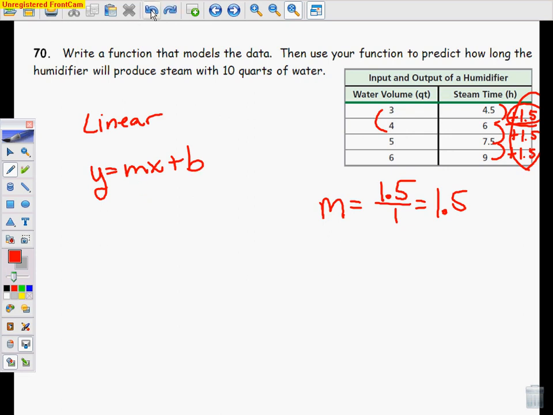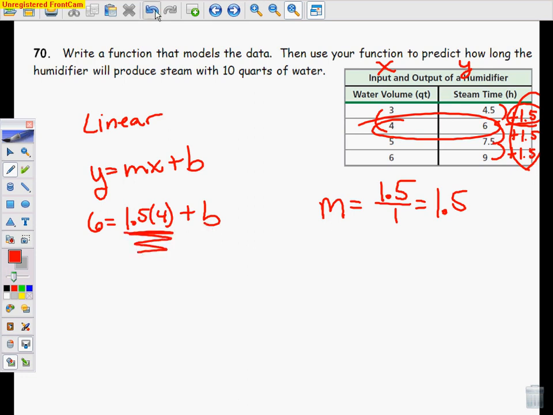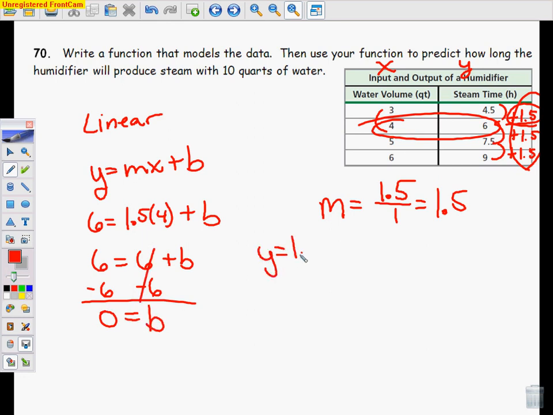I'm going to pick the point (4, 6). Notice this is your x, this is your y. So when you plug in 6 for y, equals m, which is 1.5, times x, which is 4, plus b. b we don't know, so that's why we keep it b. Simplify 1.5 times 4, you get 6. Solve for b: subtract 6 from both sides, and you see that b equals 0. So our equation is y equals 1.5x plus b.